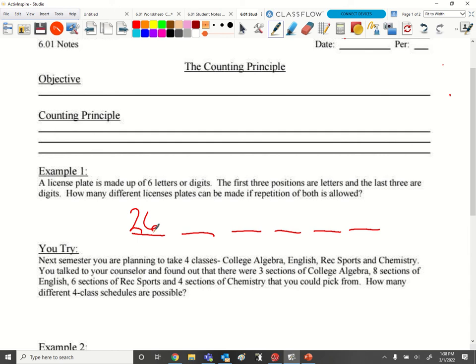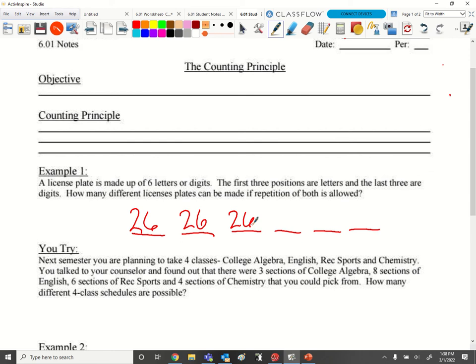Now, next one. So another letter. How many possible for the next letter? 26. Why 26? Am I allowed to repeat? It is allowed. So the next one's going to be 26, and my third letter is 26 now, right? They're all 26 because the repetition is allowed. So again, I could have like BBB.